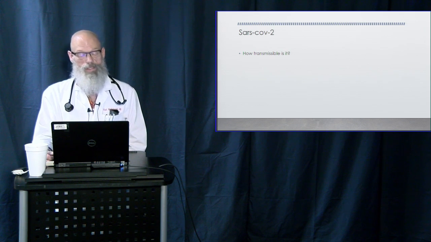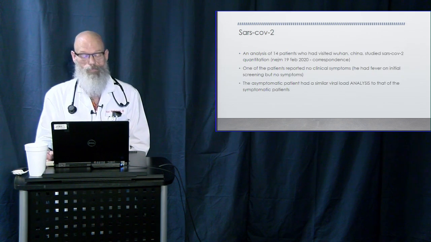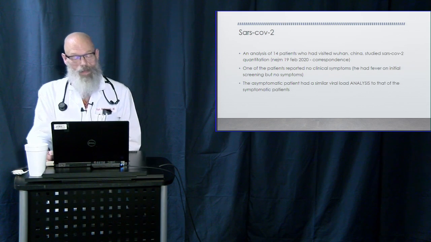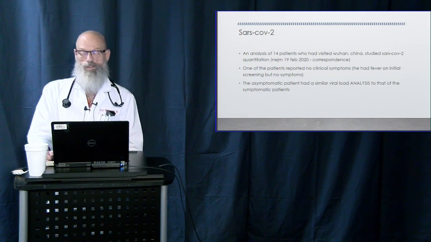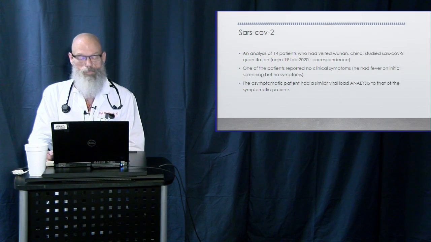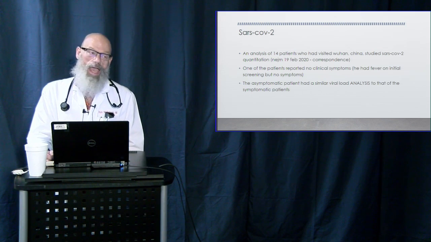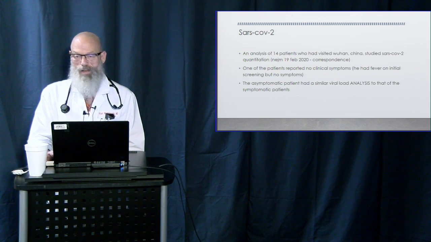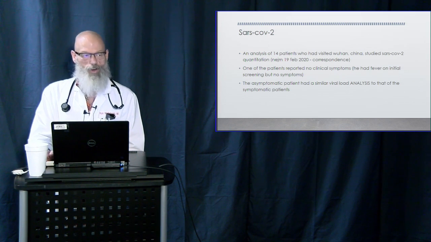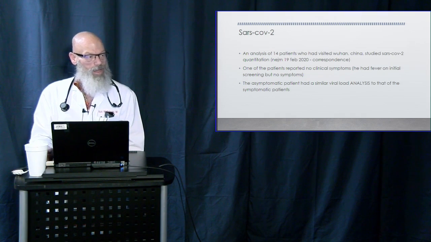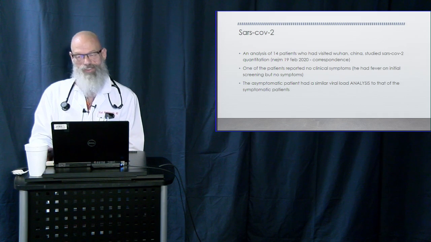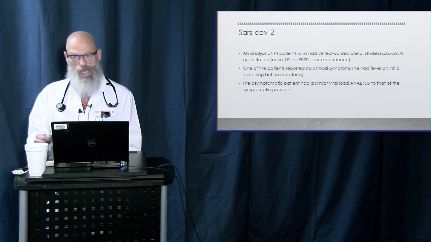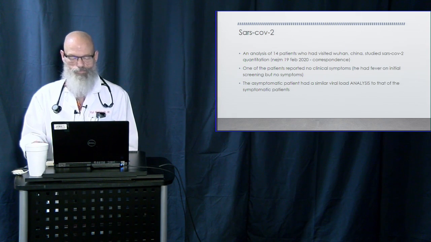How transmissible is it? In this New England Journal article, they looked at 14 patients that had been to Wuhan, and they cohorted them based on symptoms and fever. Fever was the main thing. So the one person of this group of 14 that had no symptoms did have fever, which is why he was included in this bunch. Everybody else had some sort of cough, sore throat, sniffles, something.